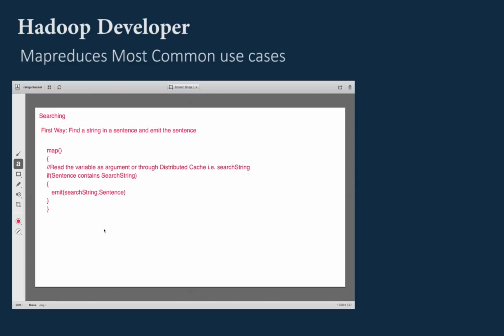Now what we really are looking at is, if a sentence contains the search string, let's find that for us. So this is how you will do search. This is how you will perform search. Here what we find is if a search string is present in a particular sentence or not. Let's look at another scenario.